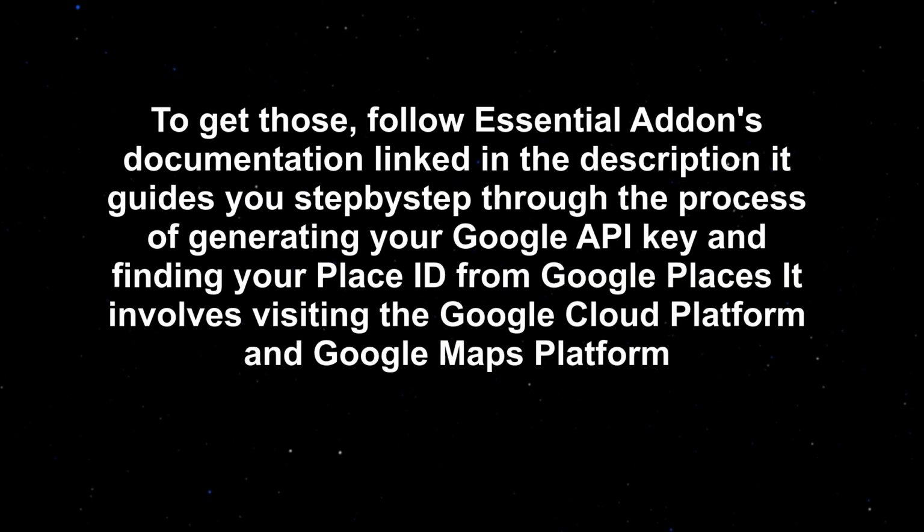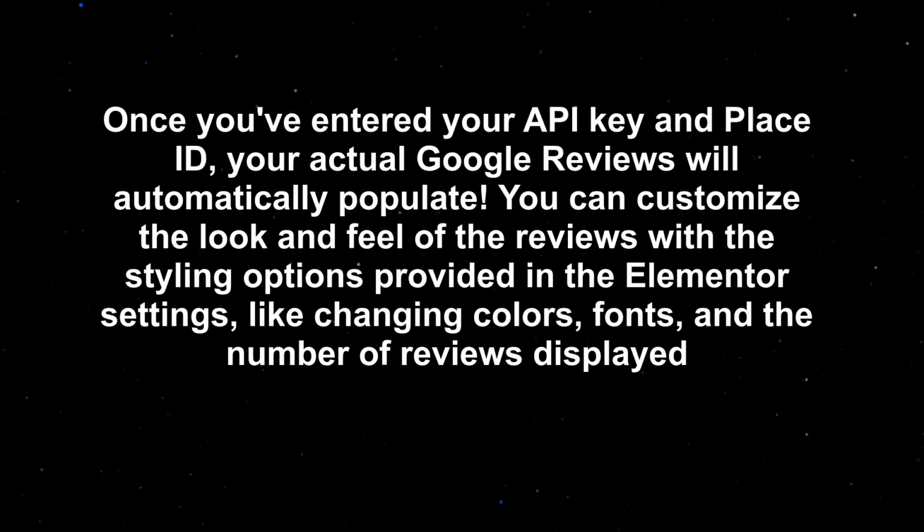It guides you step by step through the process of generating your Google API key and finding your Place ID from Google Places. It involves visiting the Google Cloud Platform and Google Maps platform. Once you've entered your API key and Place ID, your actual Google reviews will automatically populate.